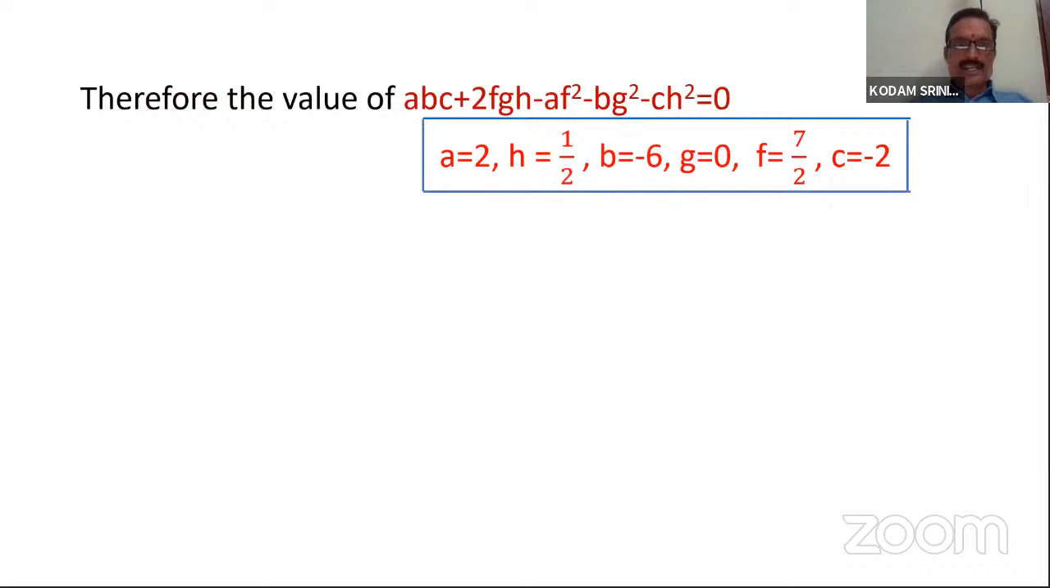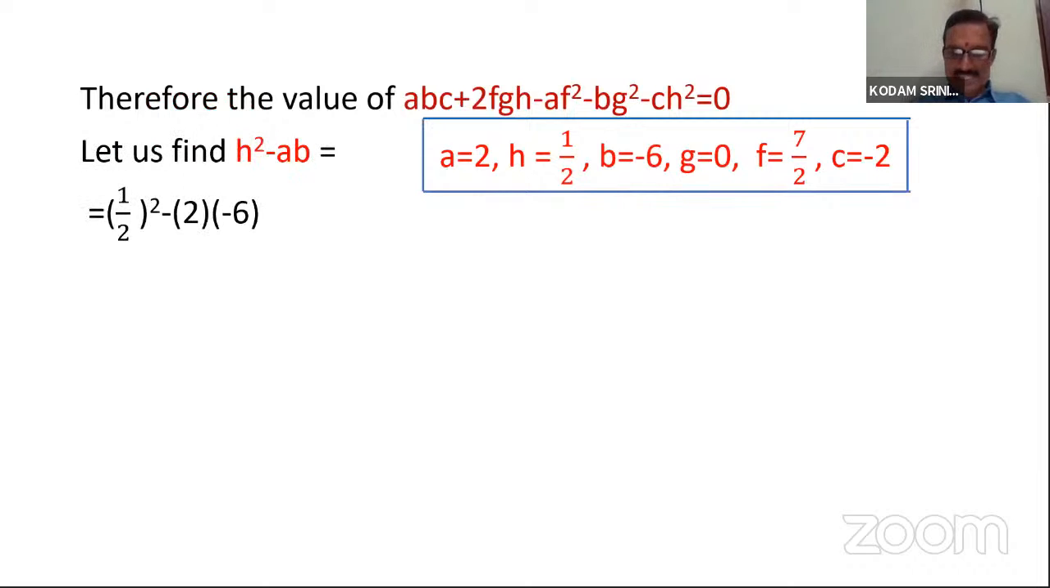So another condition is, let us find the value of h square minus AB. What is the value of h square minus AB? Again, we know that h equals 1 by 2. That is h square, 1 by 2 whole square, minus AB. A equals 2 and B equals minus 6, minus AB. Sorry, 2 into minus 6. Let us find its value.